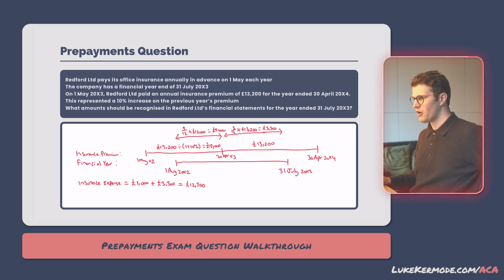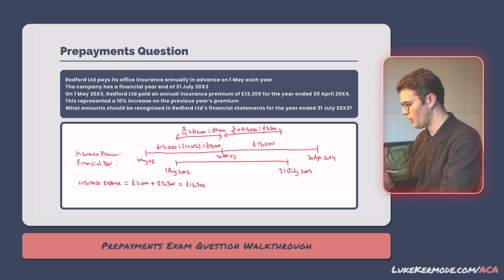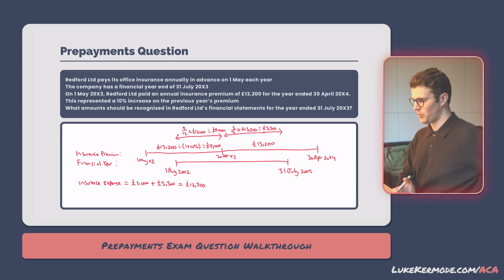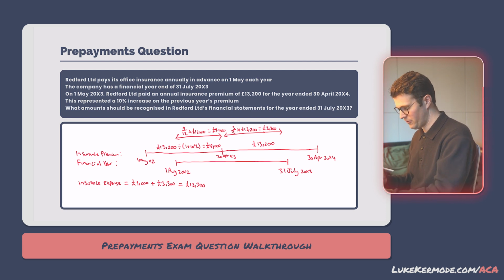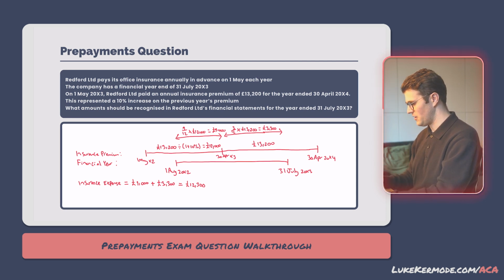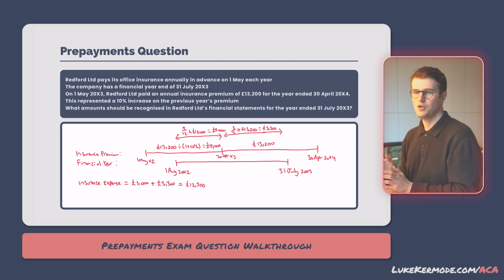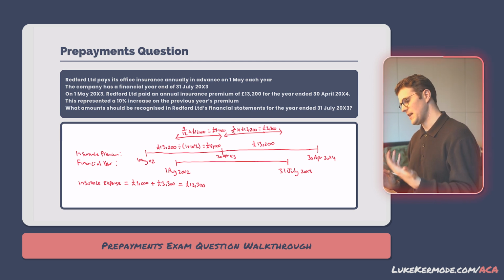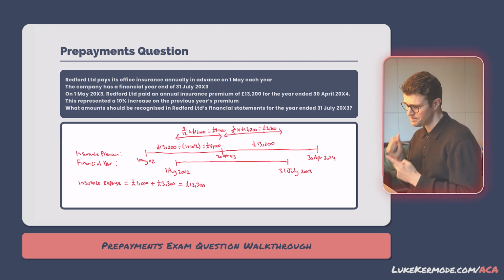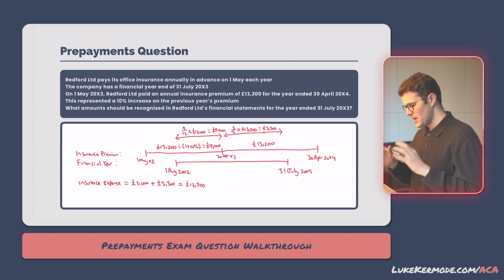Okay, so we calculated our expense for the year. Final step is to work out what needs to be recognised on the statement of financial position. So if you look back at our timeline, you can see that our insurance policy running from the 1st of May 2003 to the 30th of April 2004 straddles our financial year, and so that means we need to recognise either a prepayment or an accrual.